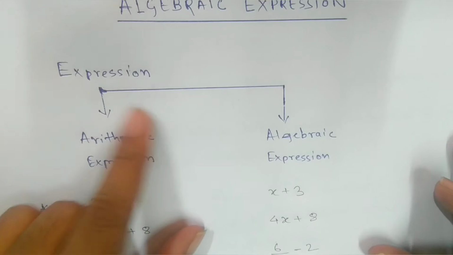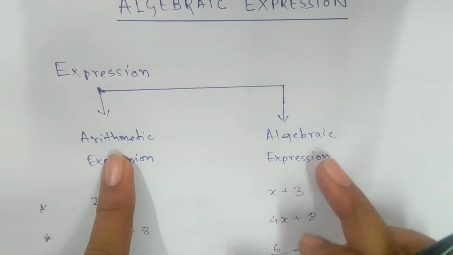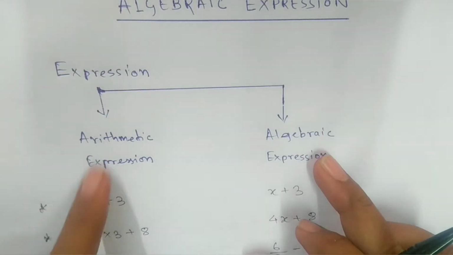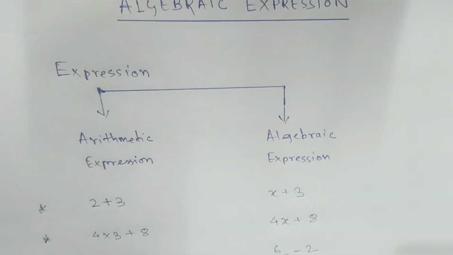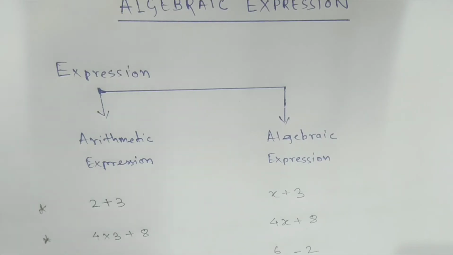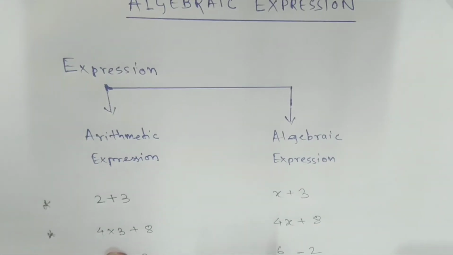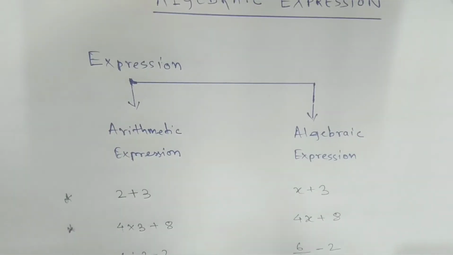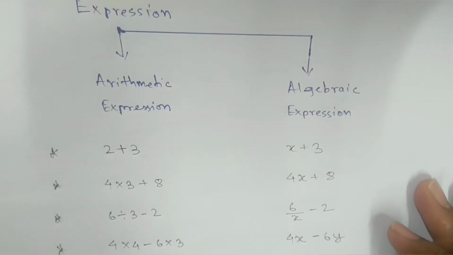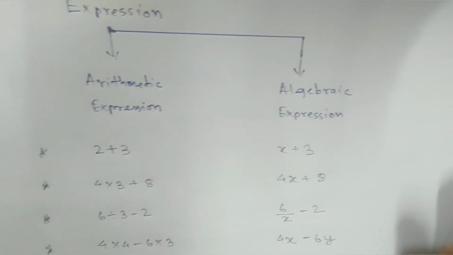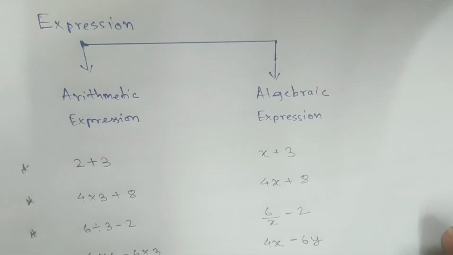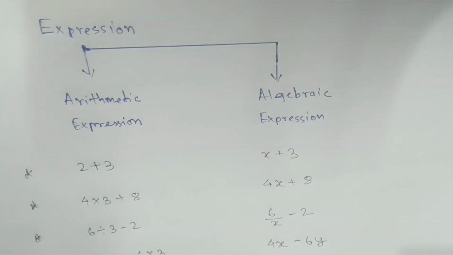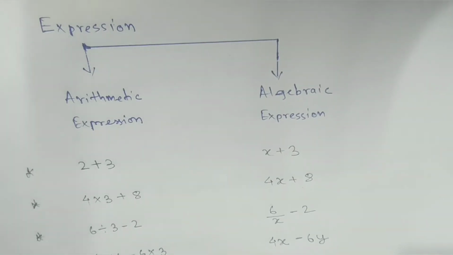Here in expression, you can see that two types of expression are there. One is arithmetic expression, another is algebraic expression. So whatever we have learned in junior classes, like 2 plus 3, 4 into 3 plus 8, 6 divided by 3 minus 2, 4 into 4 minus 6 into 3, these are all your arithmetic expressions.